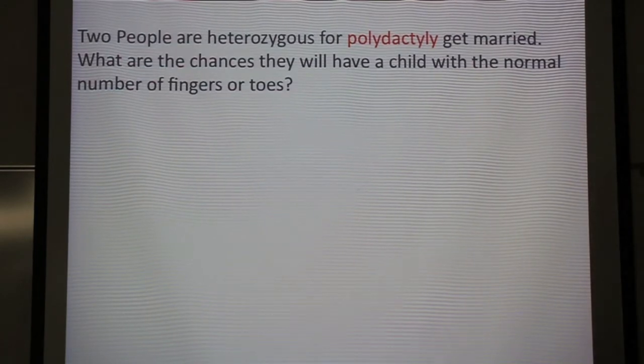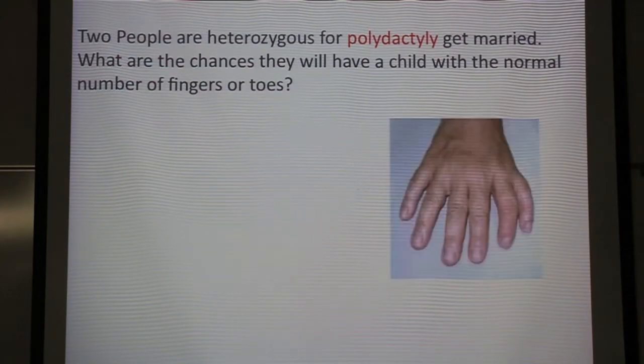So the question that we're going to try to work through is: if you had two people that were heterozygous for polydactyly and they get married, what are their chances of having a child with polydactyly, or in this case, having the normal number of fingers or toes? This is the condition called polydactyly. You can see this person actually has 6 fingers, so it has an extra digit. It is a genetically inherited condition.